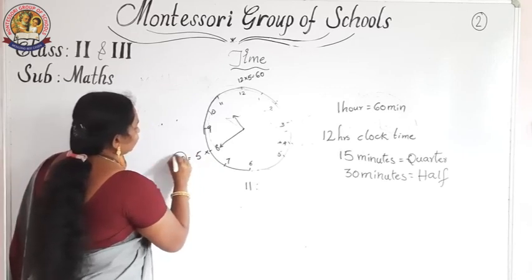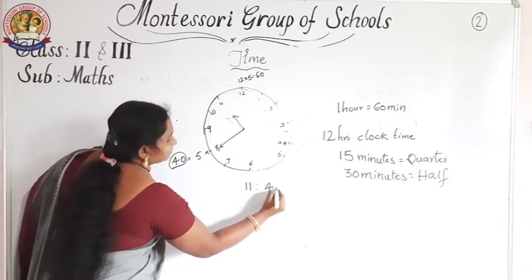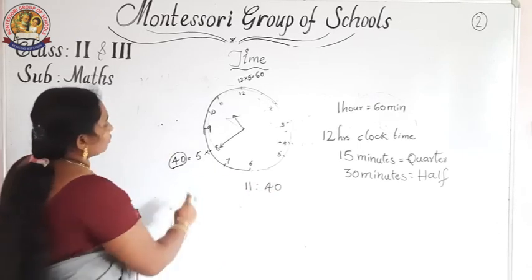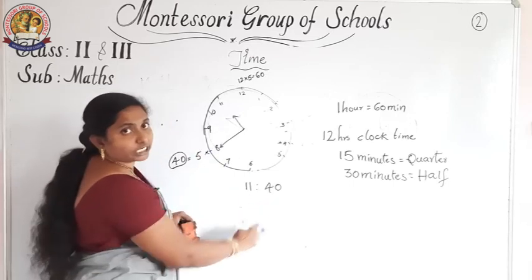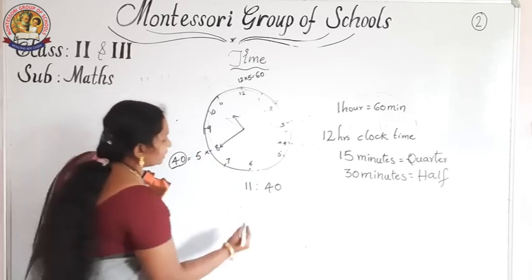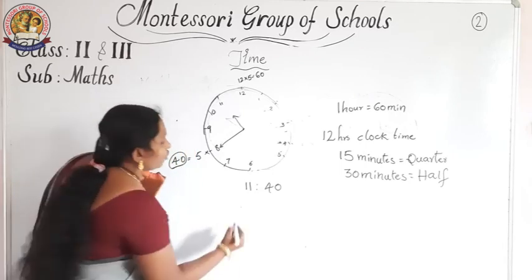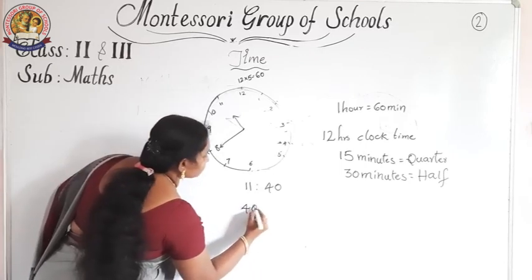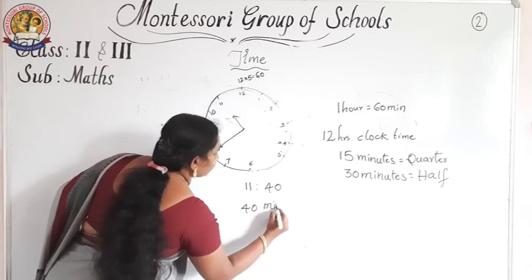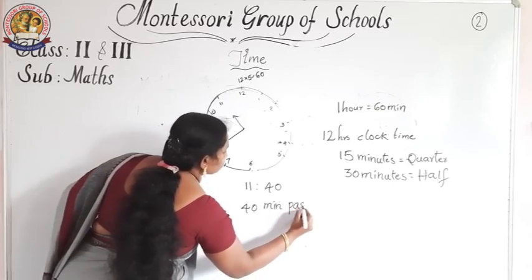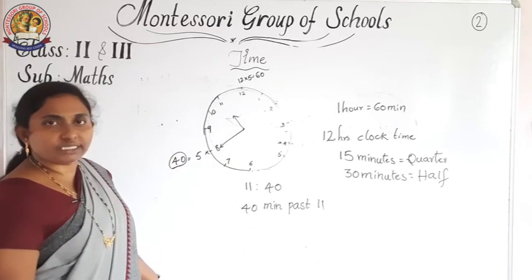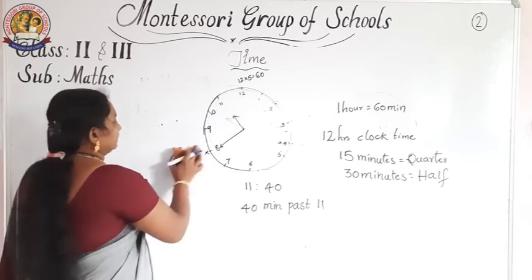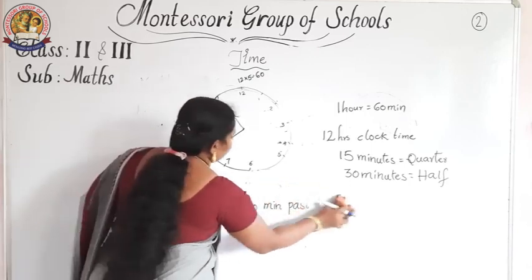So now this 40 you are writing in minutes. Now the time is 11:40. How do we write this number? 40 minutes past 11. Now the time is 40 minutes past 11. So this is the time.